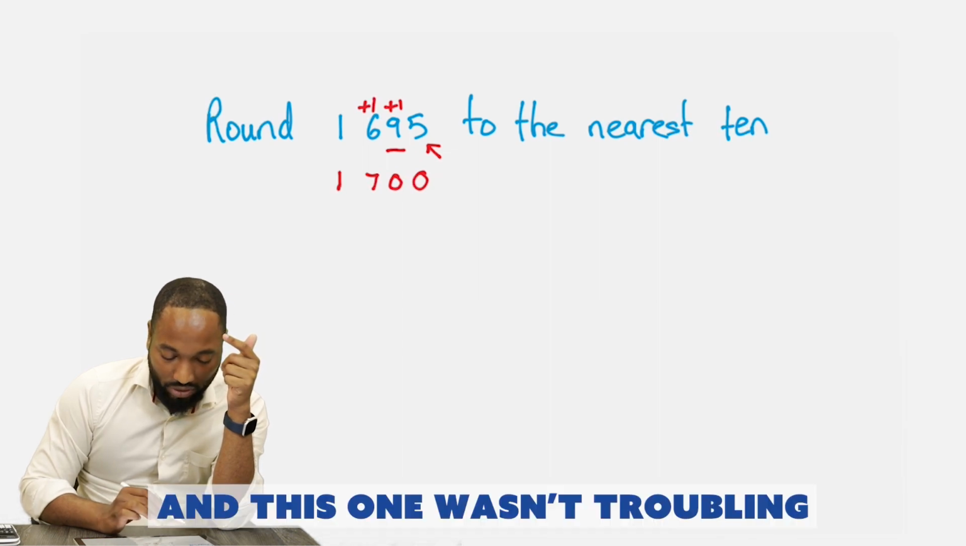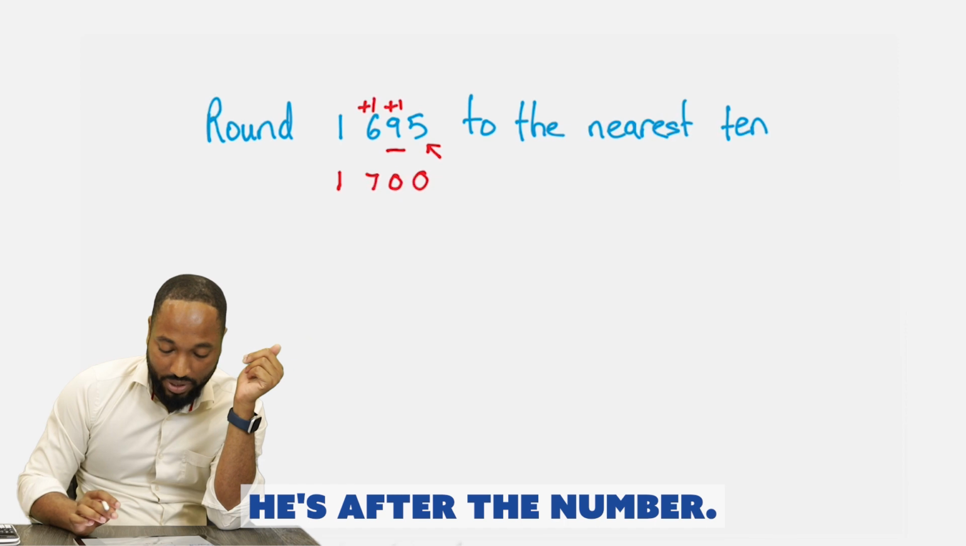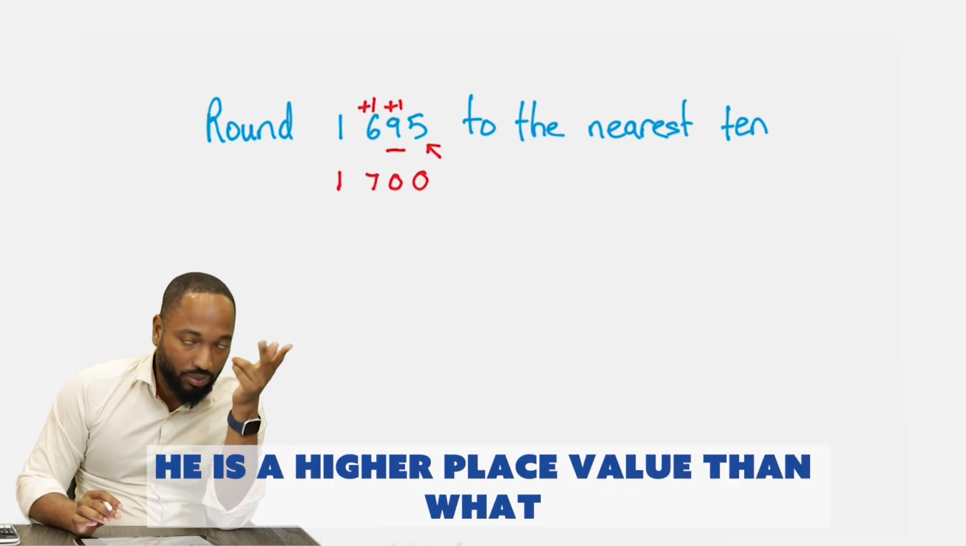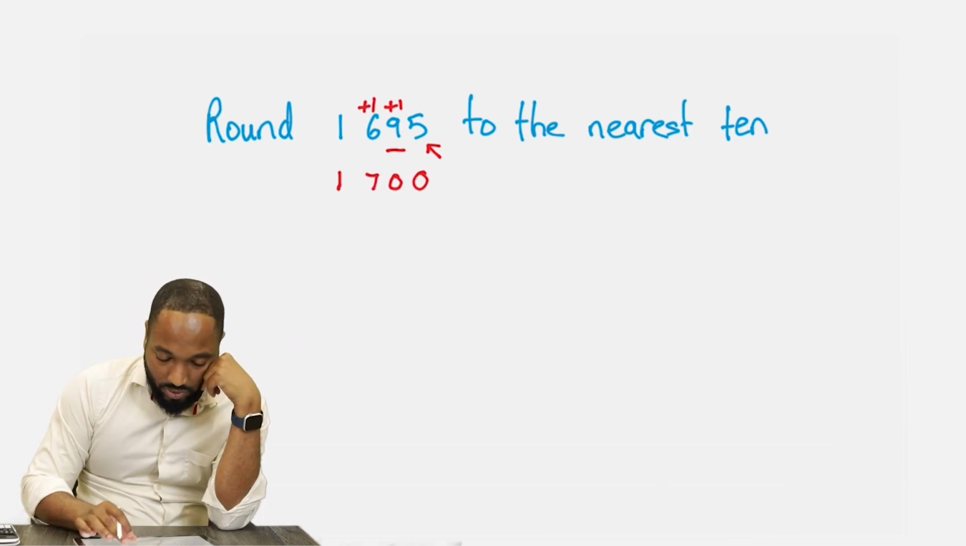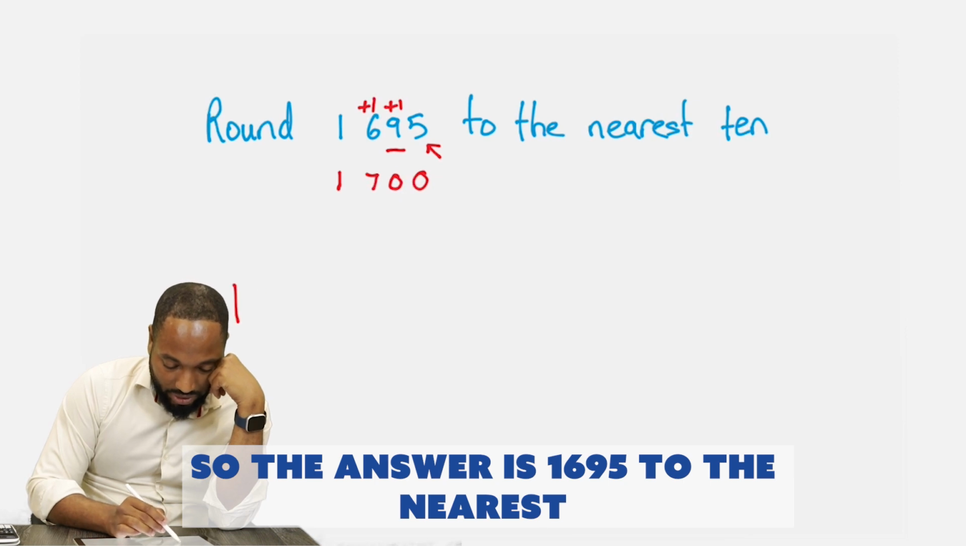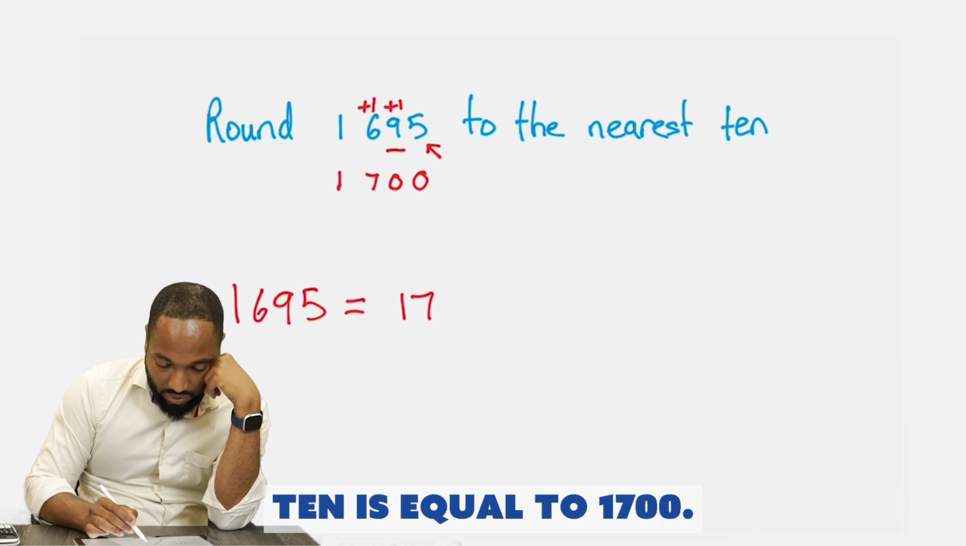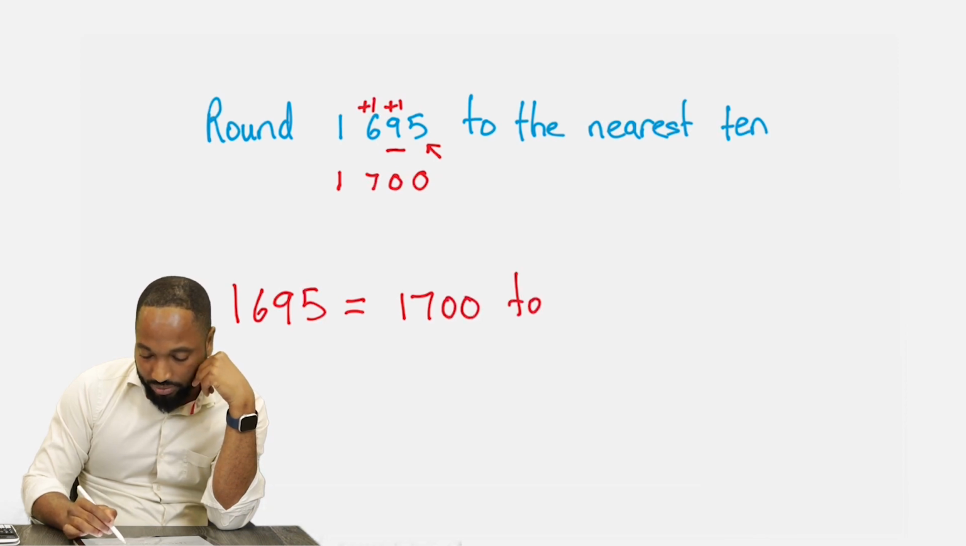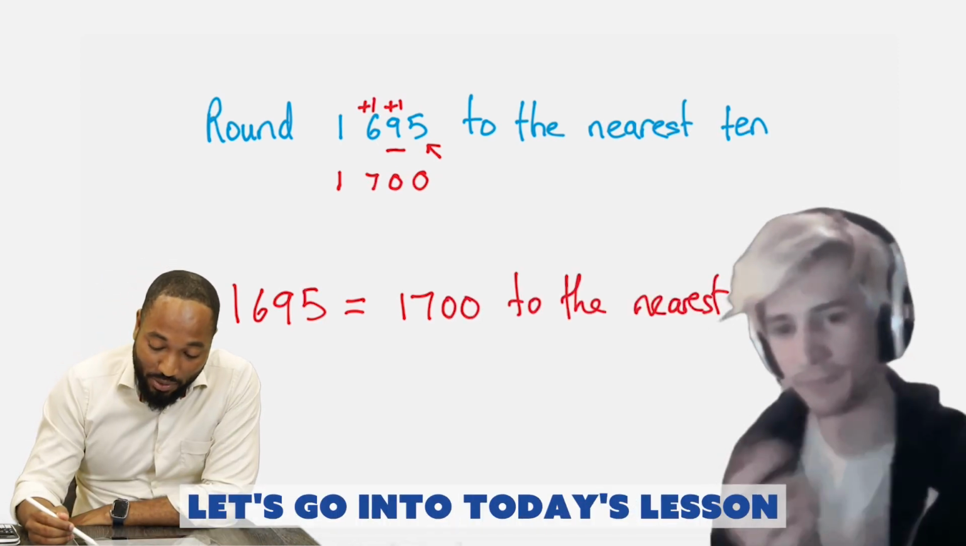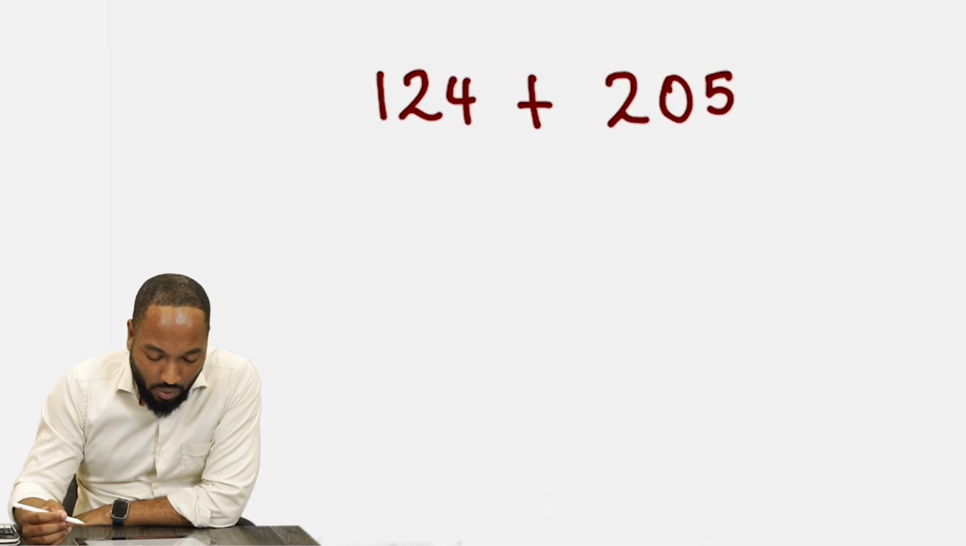And this one wasn't troubling anyone. It is after the number. It is a higher place value than what we were approximating to. So the answer is 1,695 to the nearest 10 is equal to 1,700. Well done, Mr. Springer. Let's go into today's lesson.